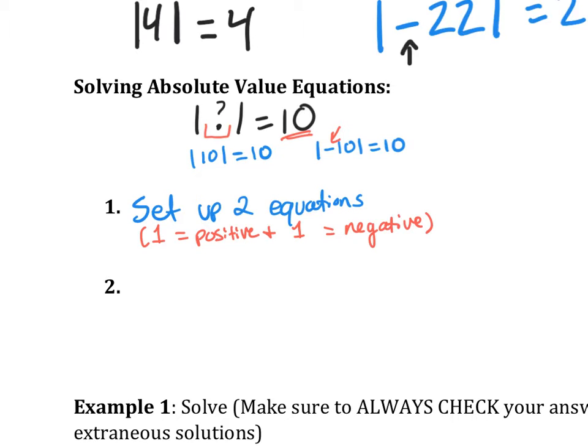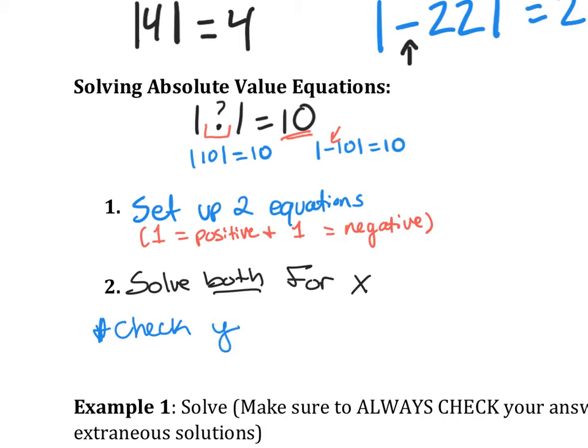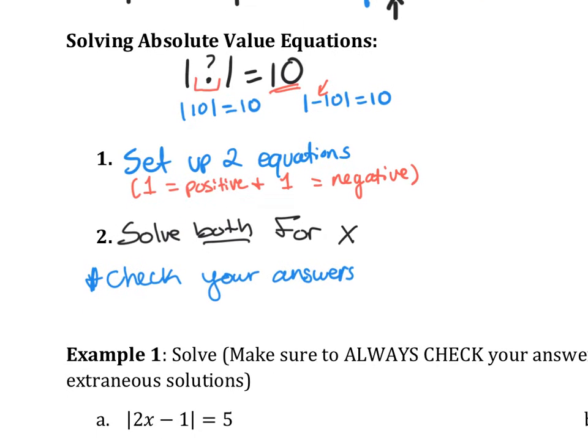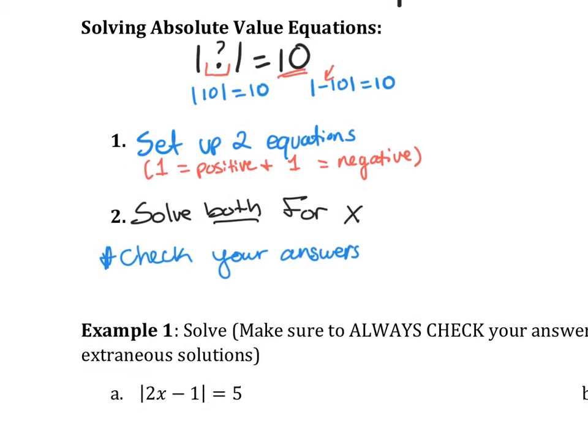And then once you have your two equations set up, you're just going to solve them both for x, or whatever the variable is. And then you're going to make sure you check your answers, meaning plug them back in and see if they're true. Because it is possible to have those extraneous solutions again, where you have extra answers that aren't actually solutions. So let's do an example.